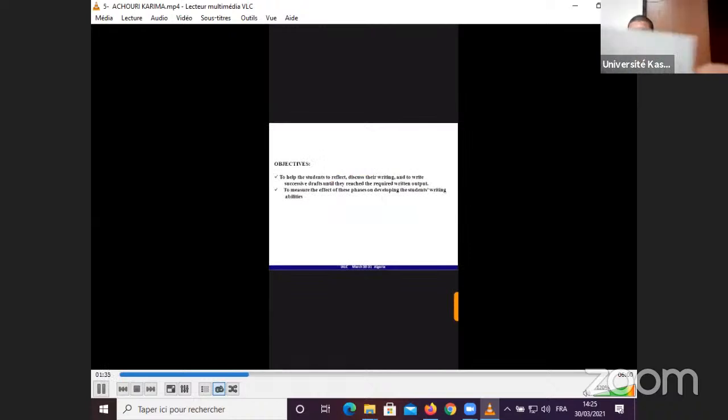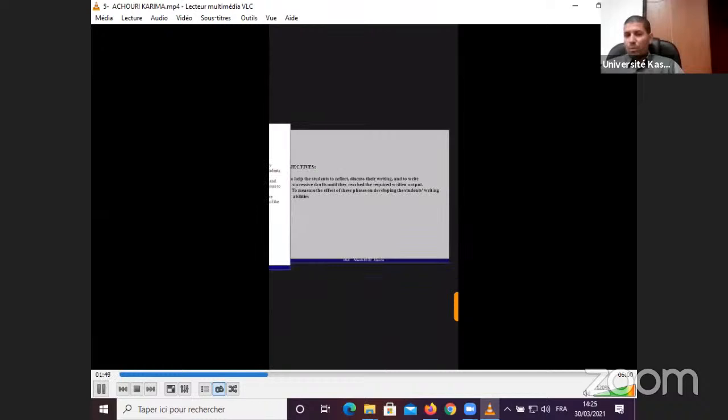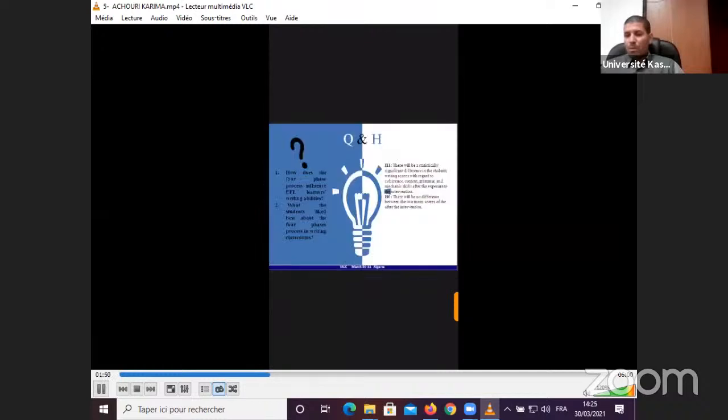Correspondingly, this study aims to help the students to reflect, discuss their writing, and to write successful drafts until they reach the required written outputs. It then does well to measure the effect of these phases on developing the students' writing abilities. The questions raised here are, how does the 4-phase process influence EFL students' writing abilities, and what do students like best about the 4-phase process in writing classrooms?